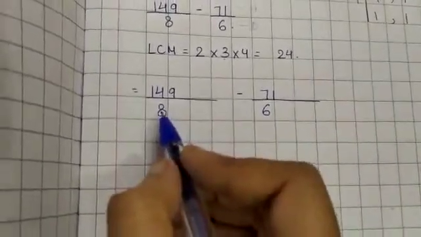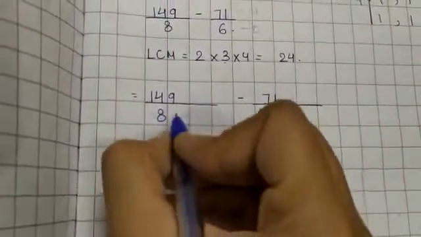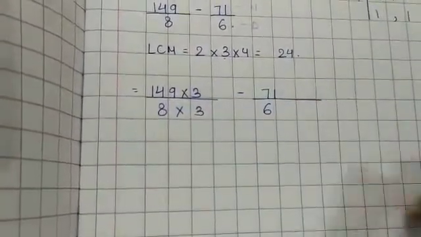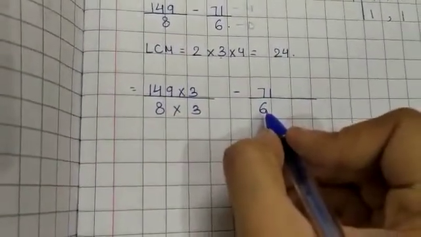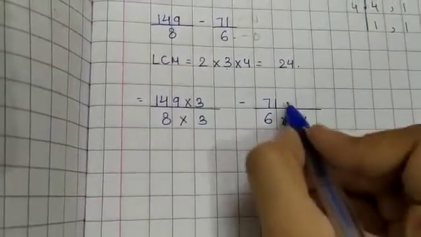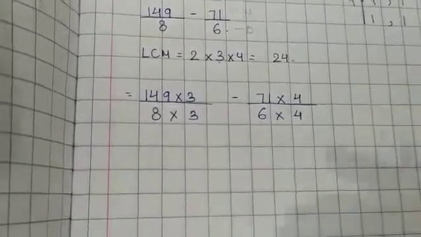Now in the 8 times table, when does 24 come? 8 3s are 24. So in the numerator also we'll multiply it by 3. Now in the 6 times table, when does 24 come? 6 4s are 24. Multiply the denominator, so multiply the numerator also by 4.